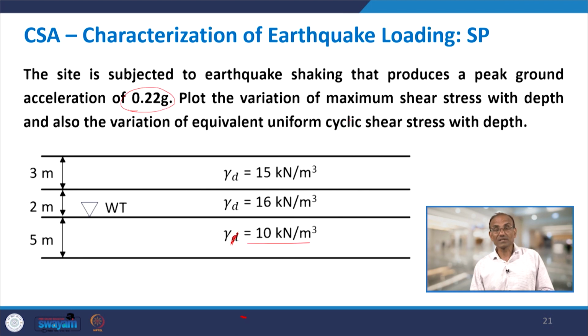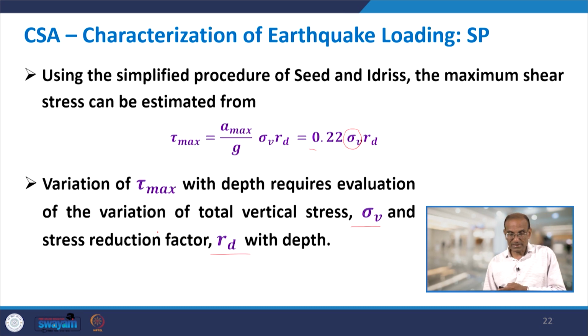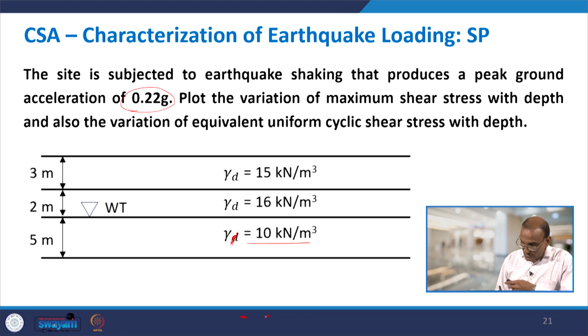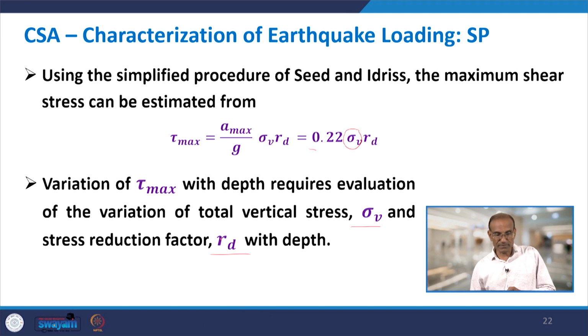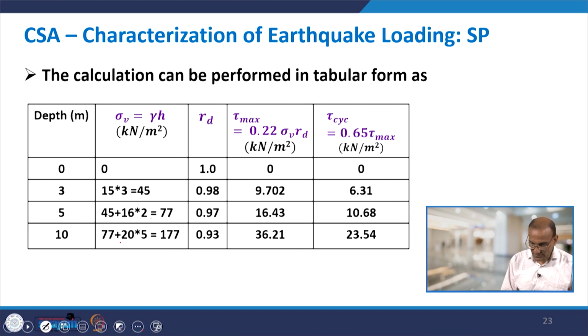Once you calculate the total stress, the location of the water table is not going to make a difference, because ultimately you are not going to calculate the effective stresses. The total stress will be the same. For example, at depth 0 naturally sigma V will be 0, at the 3 meter level it is 15 into 3, at the next level something more will be added, and this continues to be added. I think one mistake is here, we can correct it: this value is 20 and should be treated as gamma saturated. This is a misprint. Gamma saturated is 20 kilonewton per meter cube, and in the table the parameter gamma saturated is taken as 20, which is all right.